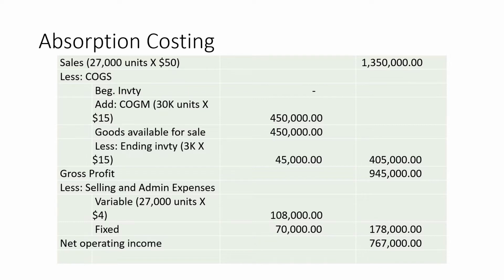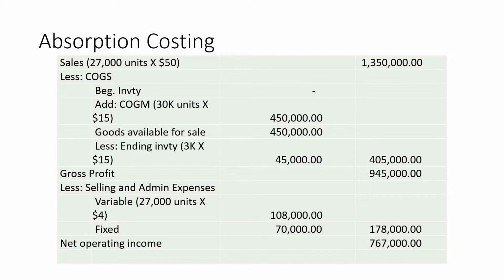Now, looking at absorption costing, if you look agad sa bottom line, yung kanyang net operating income for the year is 767,000. Paano na-compute yan? Okay? So, we start with your sales. Gaano karami yung naibenta natin? We were able to sell 27,000 units at a price of $50 per unit. So, we just simply multiply the two items. We will be able to get 1,350,000. And from your sales, we deduct your cost of goods sold.